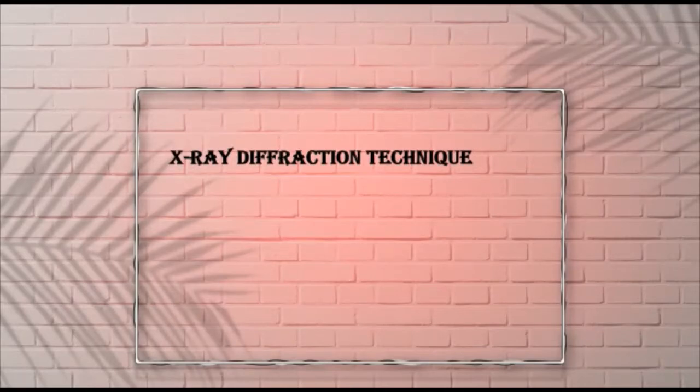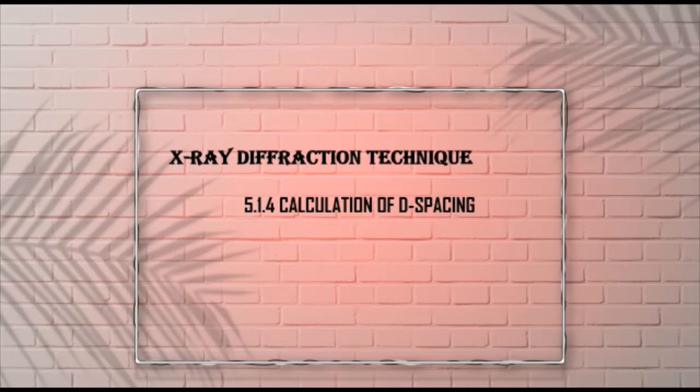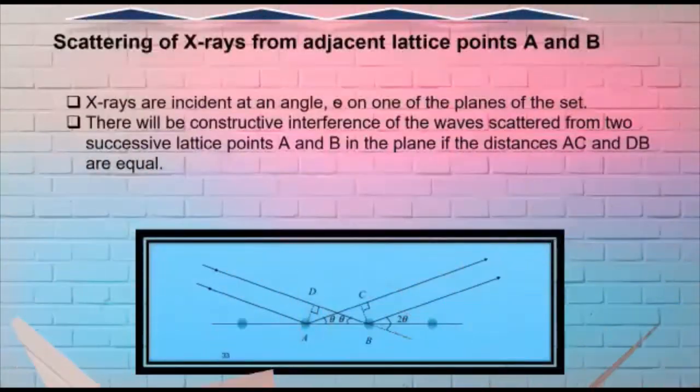Another subtopic for X-ray diffraction technique is the calculation of this spacing. From the previous slide, we have learned about the Bragg's law equation, which is 2d sin theta equal n lambda, where d is the spacing of the plane and n is the order of diffraction. So now, what is the d spacing and where does it come from? This figure shows where the spacing comes from.